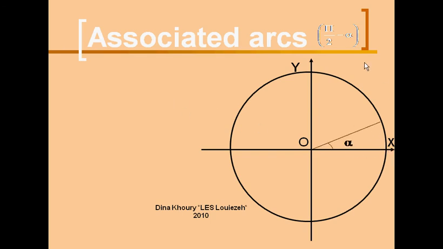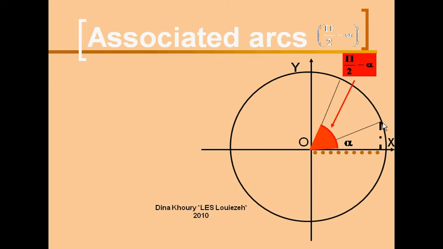We go counterclockwise, which is the positive sense, and we construct alpha. Then we locate pi over 2, and we go clockwise, which is the negative sense, and we draw minus alpha. So the sector represented by this red angle represents pi over 2 minus alpha.